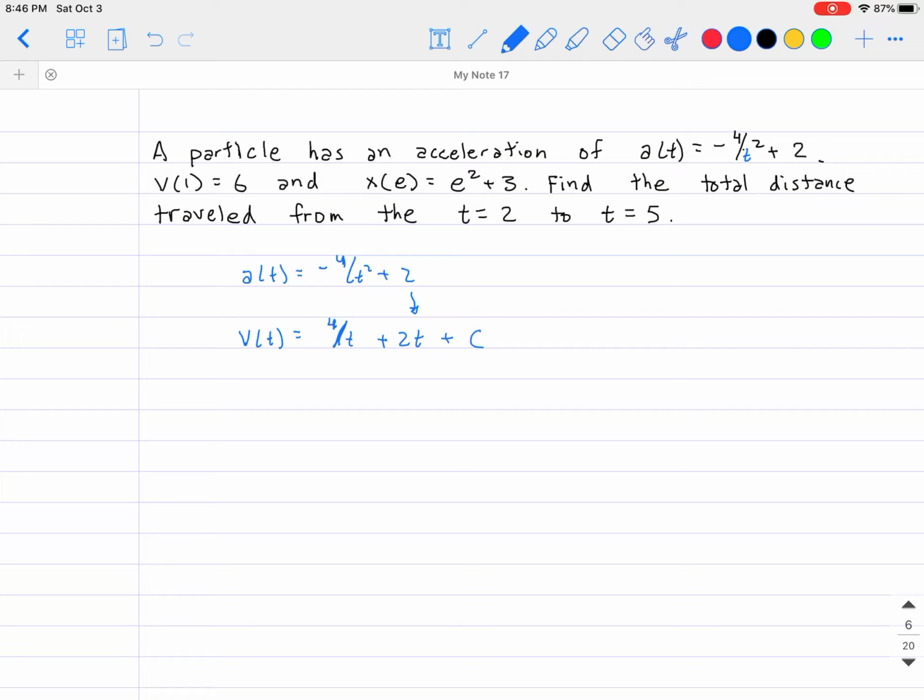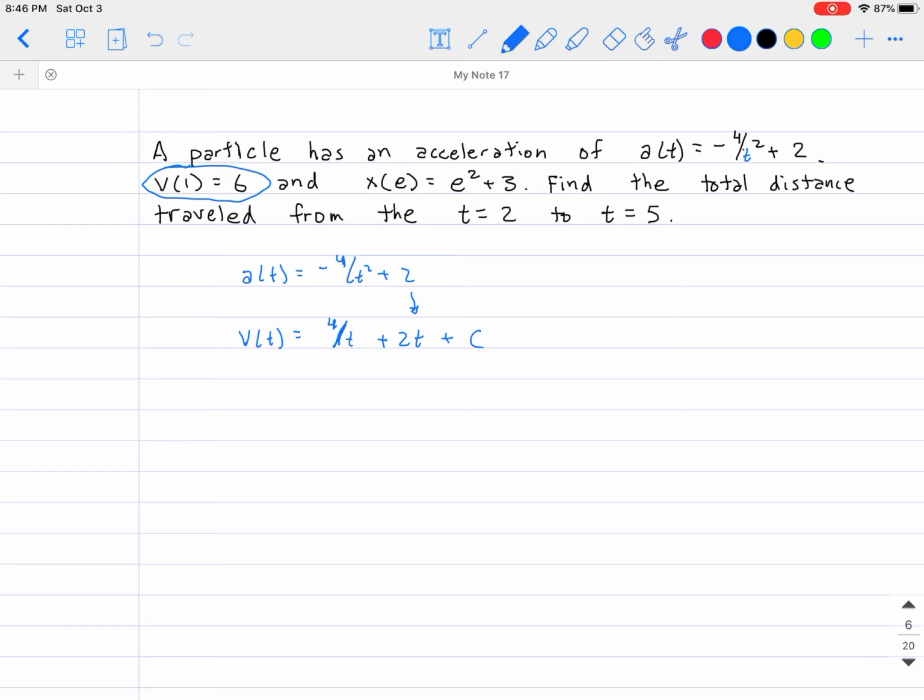Now, the one part that's going to be a little bit tricky is that I'm going to put a plus c at the end of my velocity equation, because c is a constant, and if you take the derivative of a constant, it's going to be equal to 0. So that means there are an infinite number of antiderivative equations in this case because of that constant. We need to figure out what that constant is. Well, that's where v of 1 comes in handy, because if we know that when t is equal to 1, the velocity is equal to 6, I can plug that into the equation and solve for that constant.